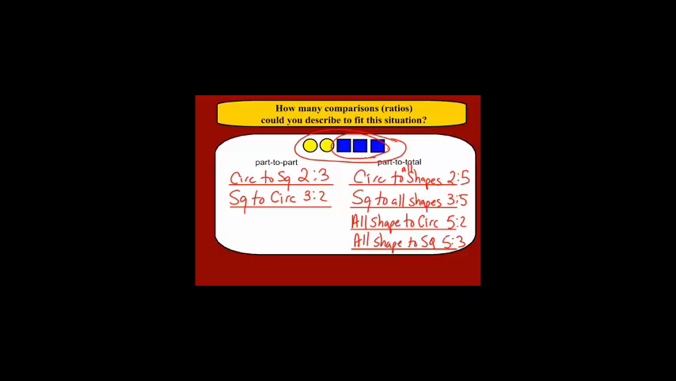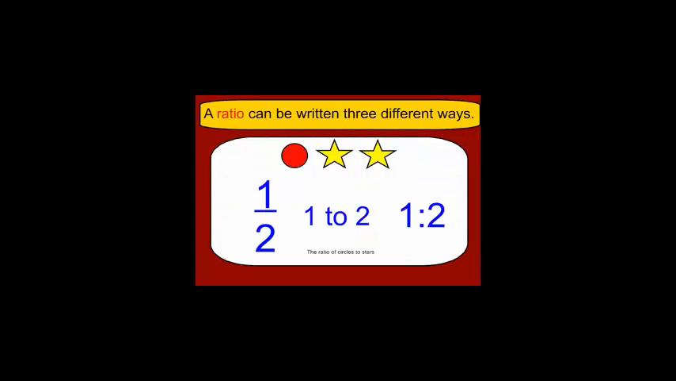And actually we could probably, if we looked at colors instead of shapes, we could do another 6. We could do yellow to blue, blue to yellow. We could do yellow to all colors. And again, this is just a reminder of the 3 different ways that you can represent a ratio.